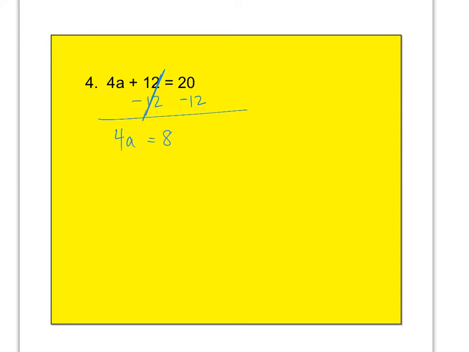And now we have to divide by that number in front of the variable. We're going to divide by 4. These 4s will cancel. And 8 divided by 4 is 2. A equals 2.